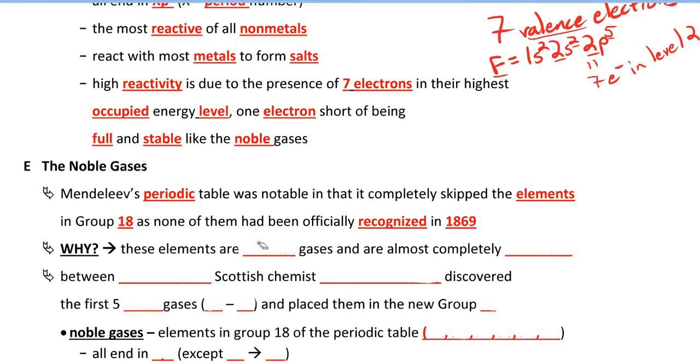This is because they are unreactive and because they are invisible gases. They're all invisible gases, neon, helium, etc., and are almost completely unreactive. So that makes them really hard to detect. Now, between 1894 and 1898, a Scottish chemist named Sir William Ramsay discovered the first 5 noble gases, helium through xenon, and placed them in this new group, group 18.